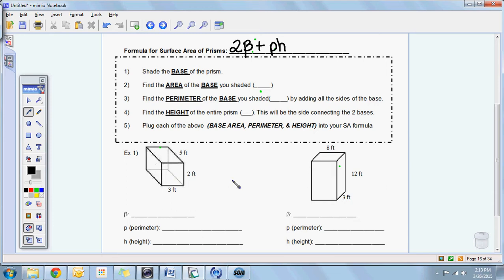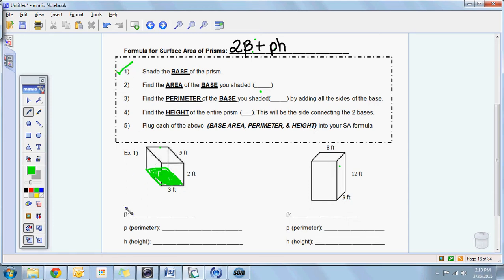So the first thing you're going to want to do is shade your base. Now the base of a rectangular prism does not matter. You can shade whatever shape your little heart desires, okay? Because they're all rectangles. It doesn't make any difference. So I'm actually going to choose this bottom shape here. If you didn't want to, you could shade the front piece. You can do whatever you want, but it's important to shade whatever you're going to use as your base, okay? So that's your first step.